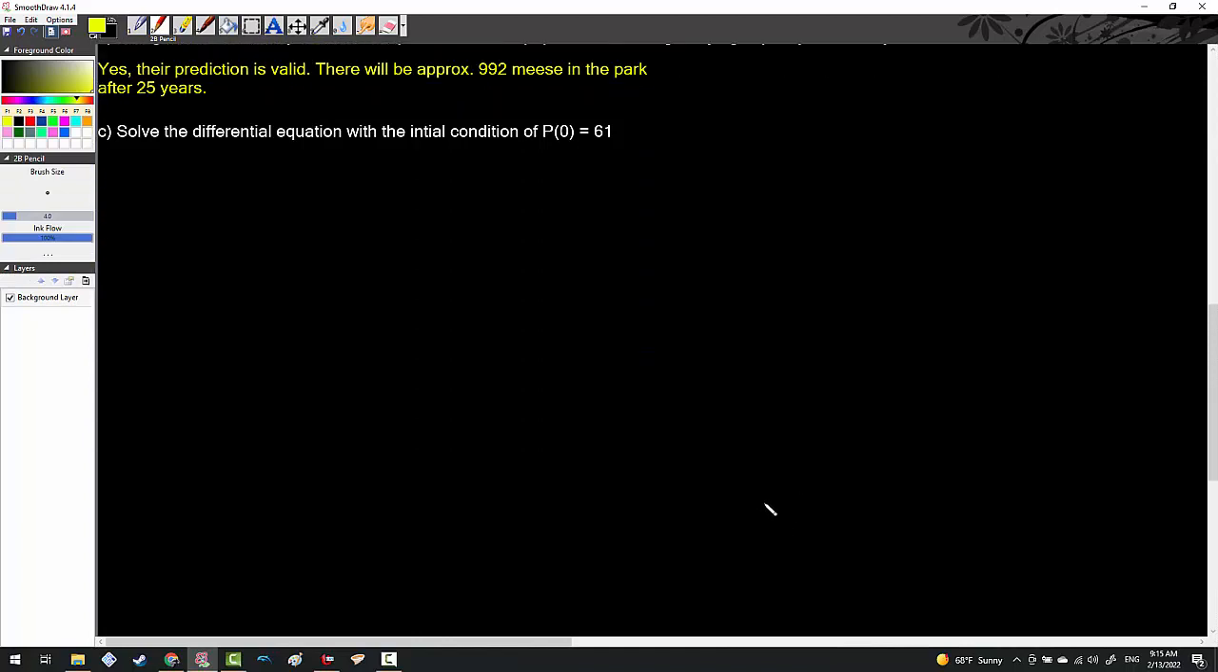Okay, now it comes to part C, solve the differential equation with the initial condition of P of 0 equaling 61. I would highly encourage you to pause at this point and try to do this part on your own. It's always good to practice the differential equation, separation of terms with logistic growth. So go ahead and hit the pause button, and then if you want to, unpause and come back, and we will see how we did here. So I'm going to start here. For those of you who have paused, thank you. I'll start with dP/dt equals 0.3P times (1 minus P over 1,000), and we know that P(0) equals 61.